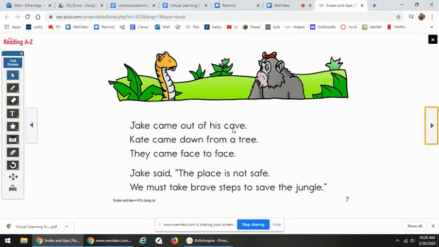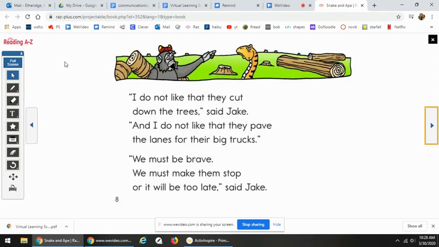Jake came out of his cave. Kate came down from a tree. They came face to face. Jake said, "This place is not safe. We must take brave steps to save the jungle." "I do not like that they cut down the trees," said Jake. "And I do not like that they pave the lanes for their big trucks. We must be brave. We must make them stop or it will be too late," said Jake.